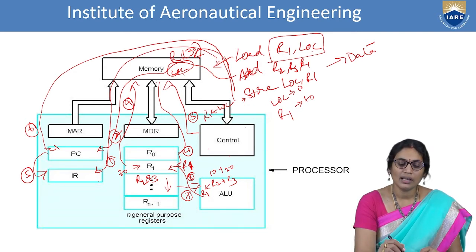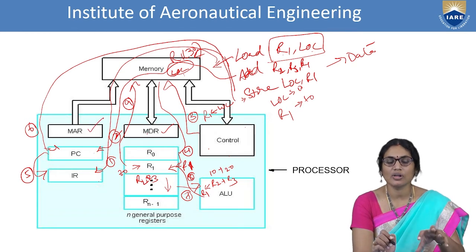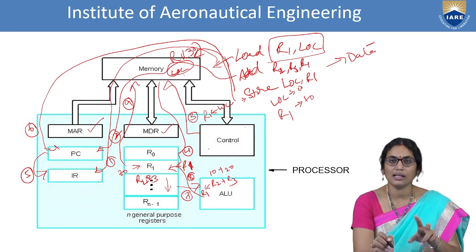So here the data of LOC is ready with the data register and R1 is ready with the registers. So this will be redirected by means of MAR and MDR. The address location where the data is used in memory and the address location of data in registers will be overlapped with each other. The data will be synchronized with each other.